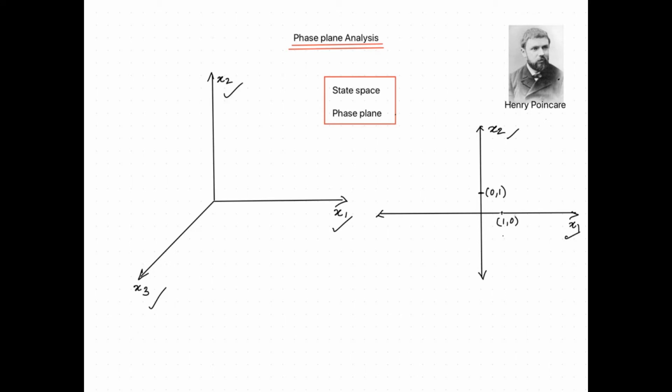When it comes down to a second order system, the space can be treated as a plane where x1 and x2 are the coordinates of the system. Thus, a state space for a higher order system reduces to a plane. We call this plane a phase plane. This graphical representation of the states was developed by a French mathematician, Henri Poincare.